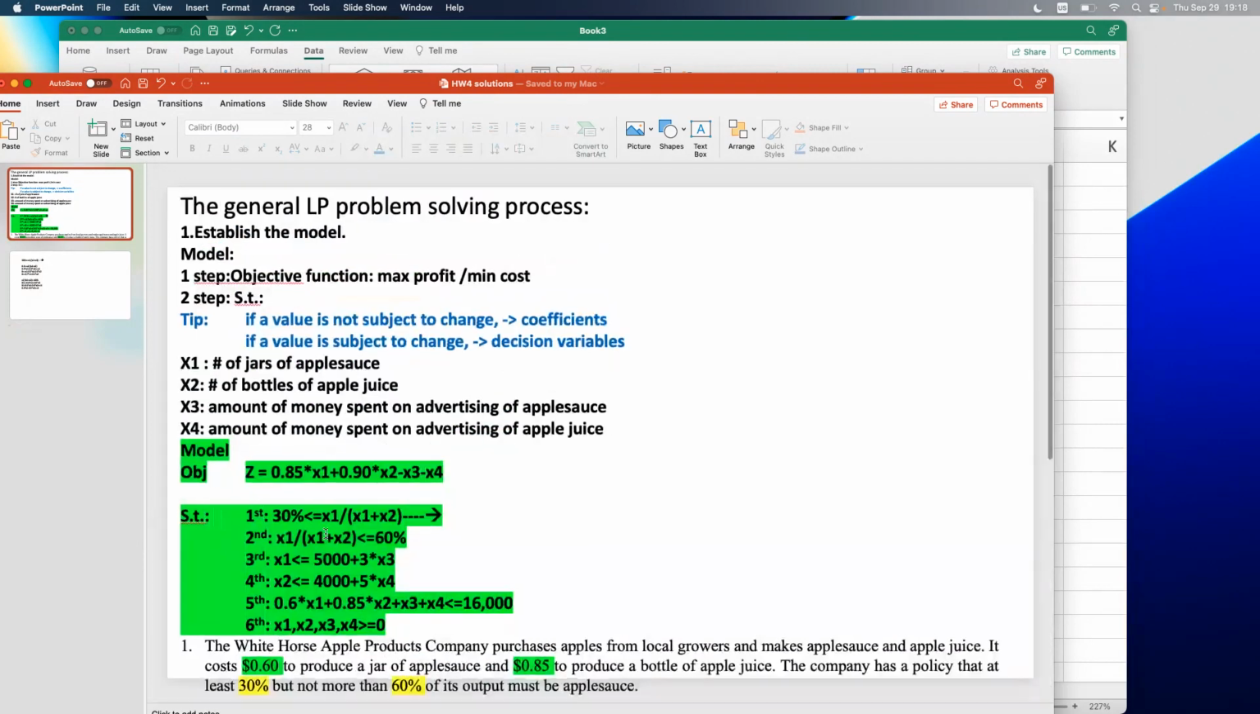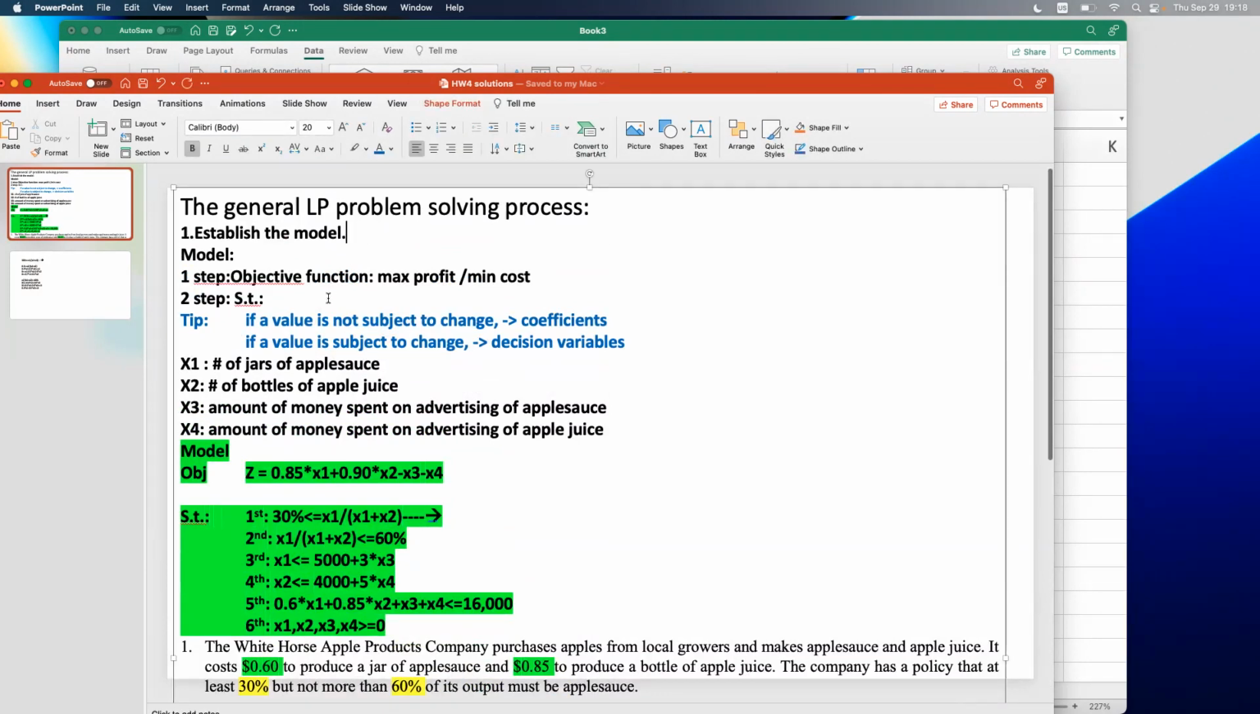So basically that's a complete and general solving procedure for a linear programming problem. So hopefully you can gain some new understanding of the LP problem. It's not difficult, it's very essential in order to learn integer programming and nonlinear programming. They follow the same principles when we construct a model, that we need to follow.